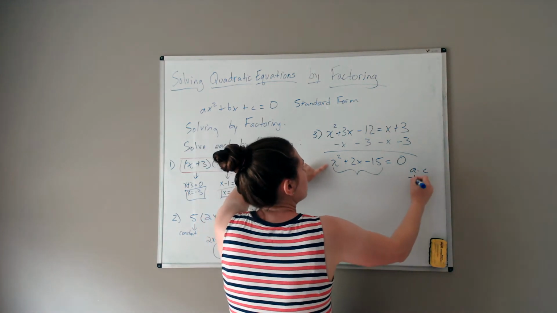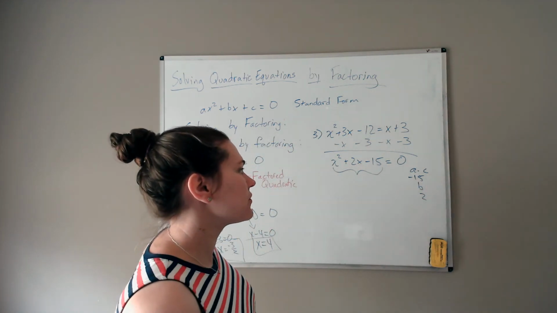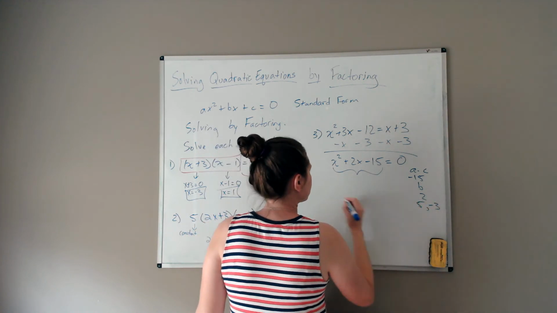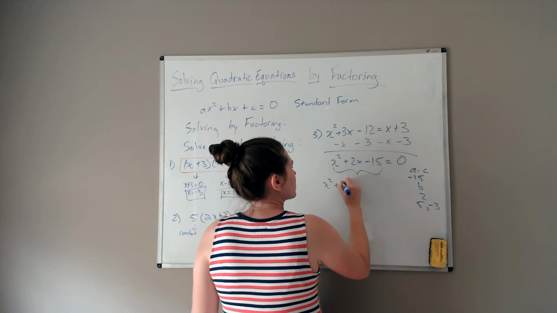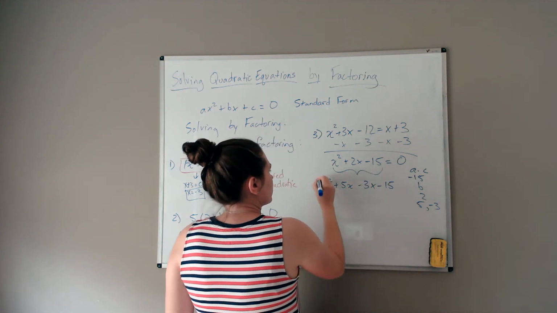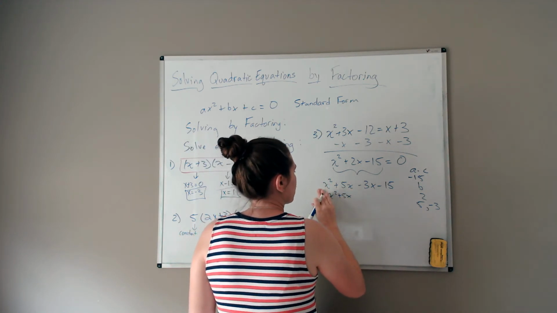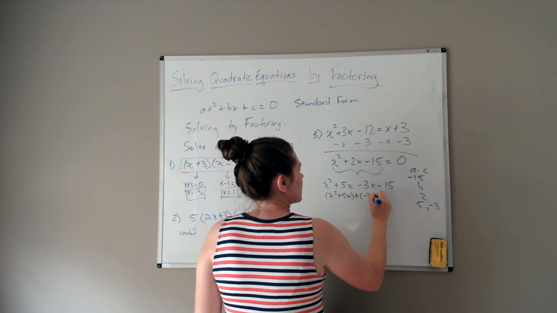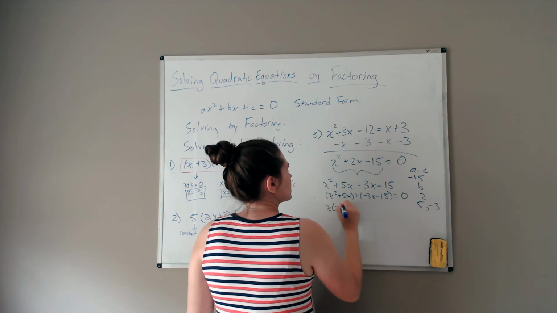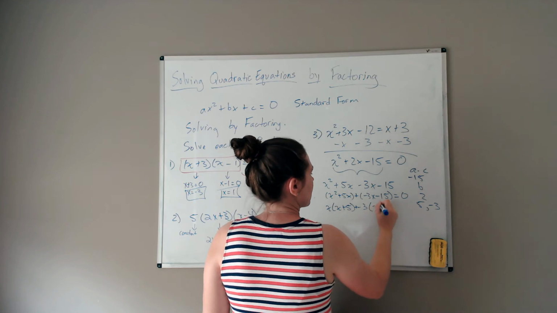A times C is -15, B is 2. What two numbers multiply together to give you -15 and add together to give you 2? That's going to be 5 and -3. So this is going to be x squared plus 5x minus 3x minus 15 grouped together. So this is going to be x squared plus 5x plus -3x minus 15 equals 0. So it's going to be x times x plus 5 minus 3, or plus -3 times x plus 5.